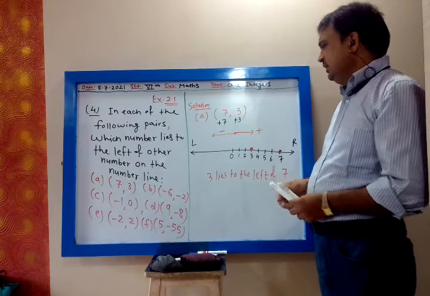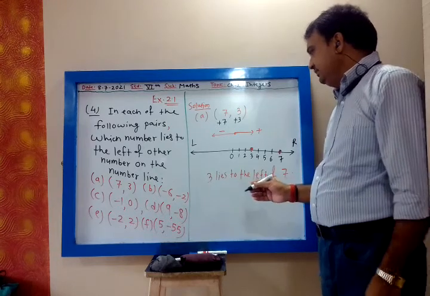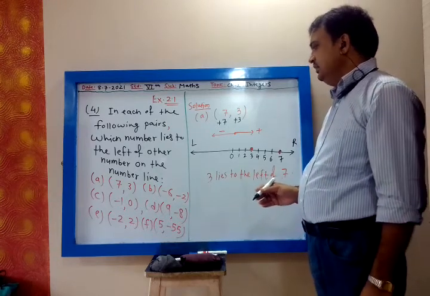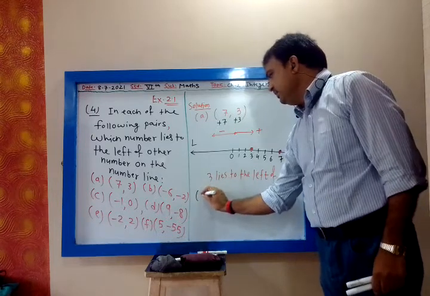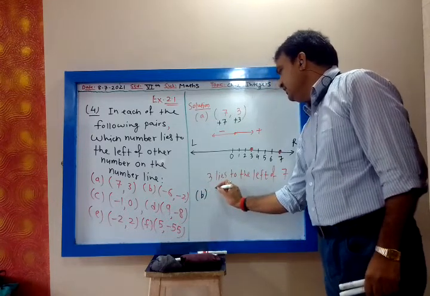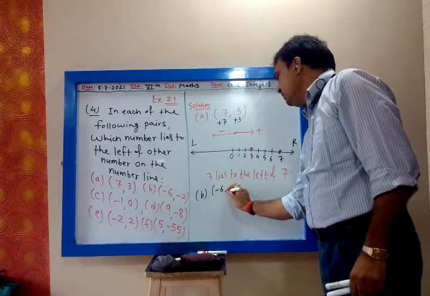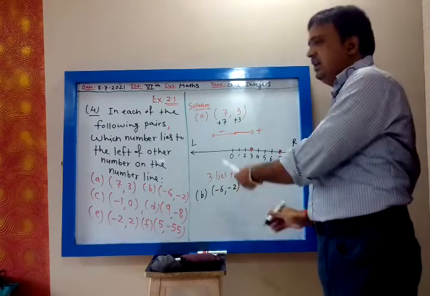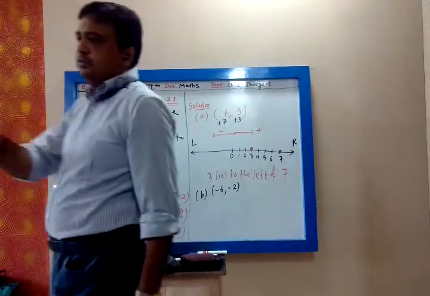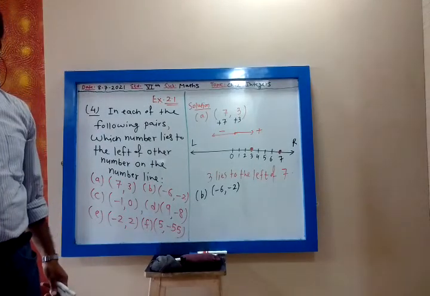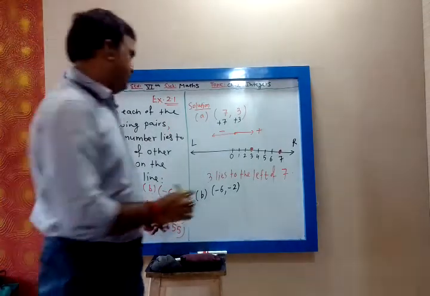Okay? Now B part. Minus 6 and minus 2. Now both are negative numbers. So both the negative numbers you will write to the left of 0.